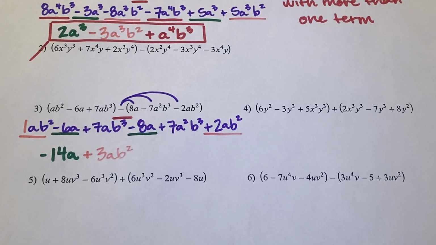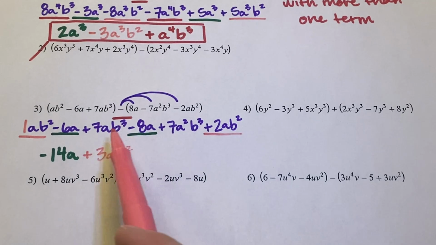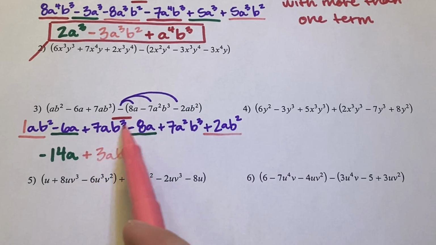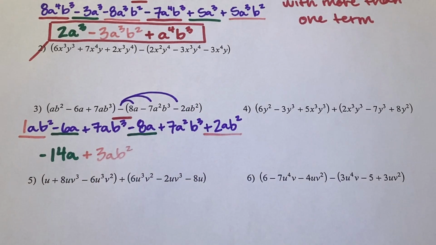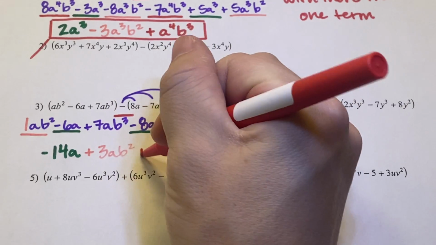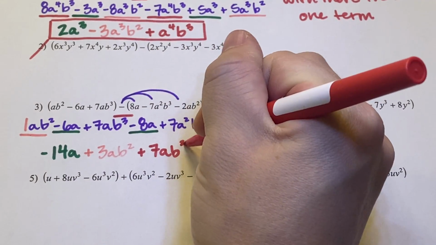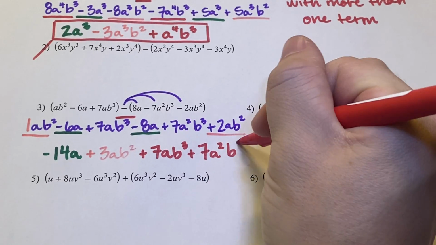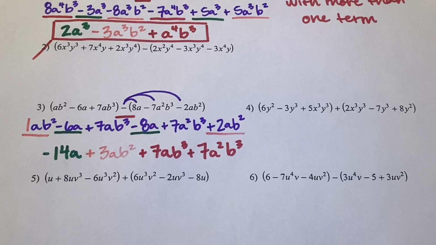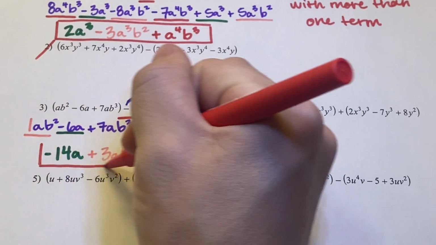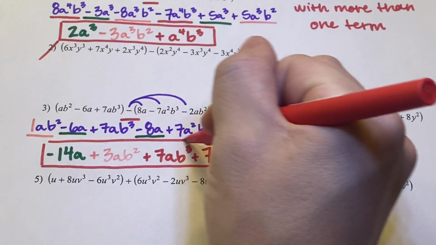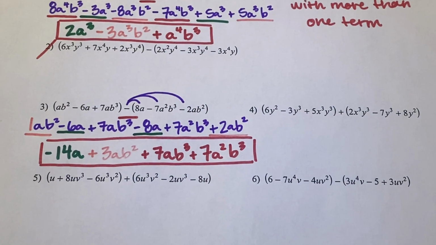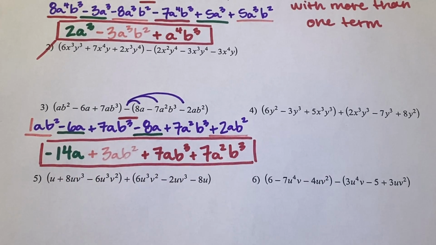Okay, so my only last 2 terms, Bella pointed out, were AB cubed. Can I combine AB cubed with A squared B cubed? Nope. So we just write them on the end. We still have plus 7 AB cubed plus 7 A squared B cubed. So close, but those guys are not like terms. We cannot combine those. So our final long, ugly answer is that guy. And that guy is a polynomial. He's an expression with more than one term.